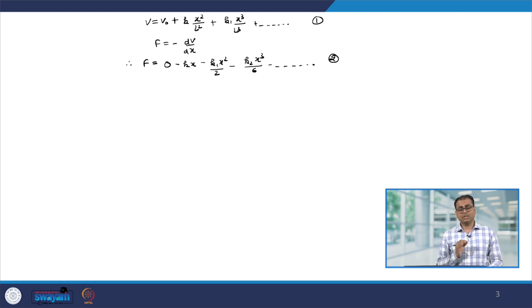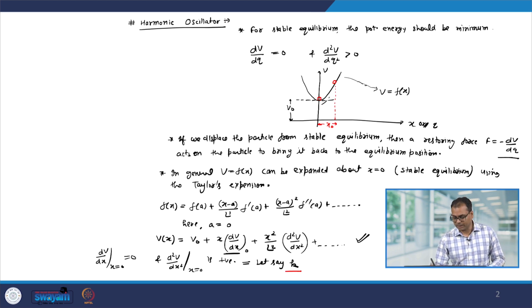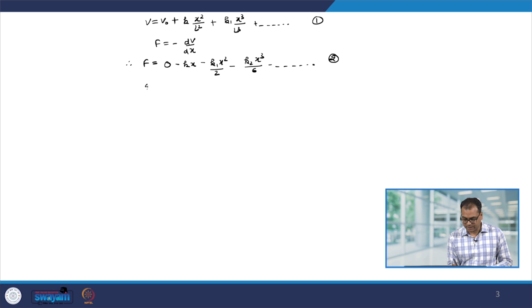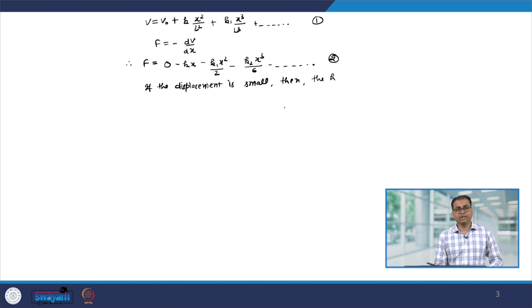Okay. Now, assume that the displacement is small. So, herein when we move this particle, let us say we move it by a small amount. In that case, so let me write down, if the displacement is small, then the higher power of x can be negligible because x is small. So, therefore, x square and x to the power 3 they will be even smaller. Okay. So, we can drop these terms under the assumption that the displacement is small.